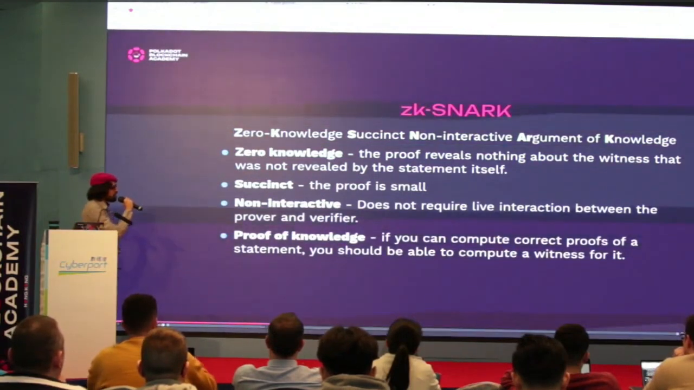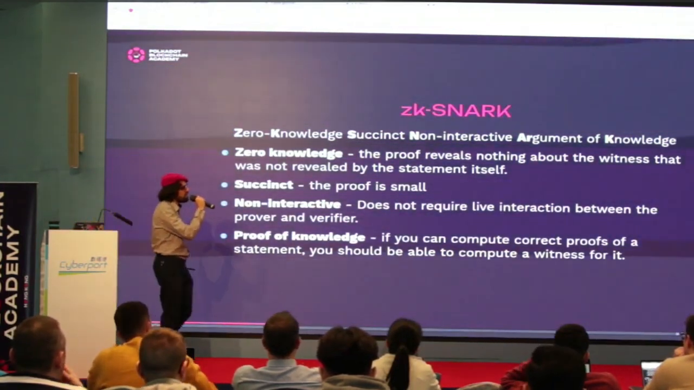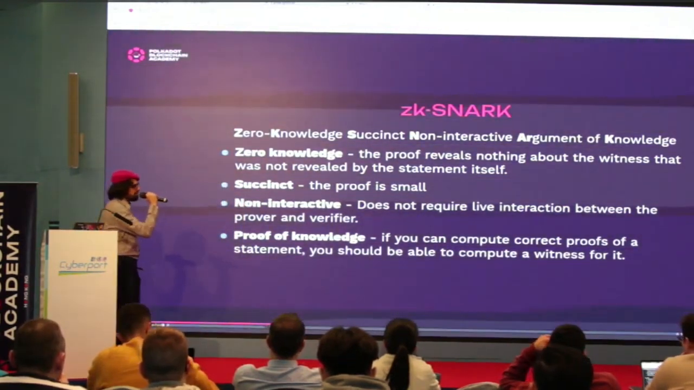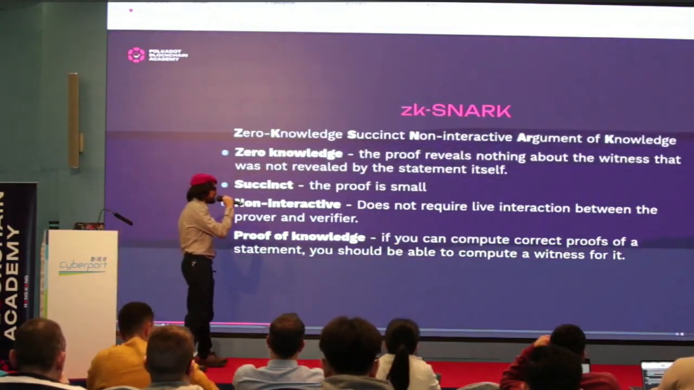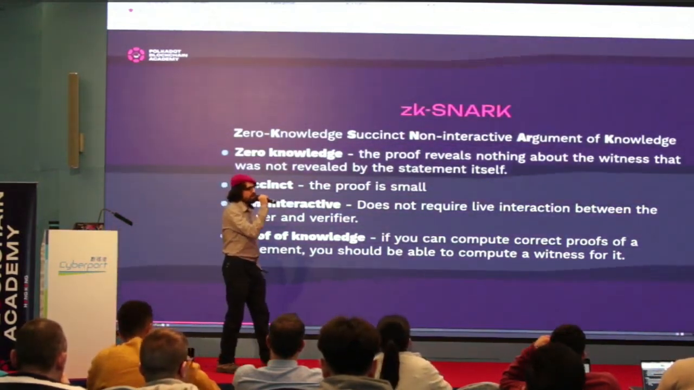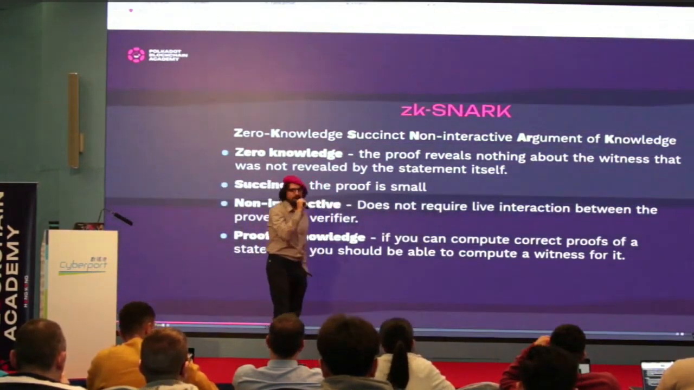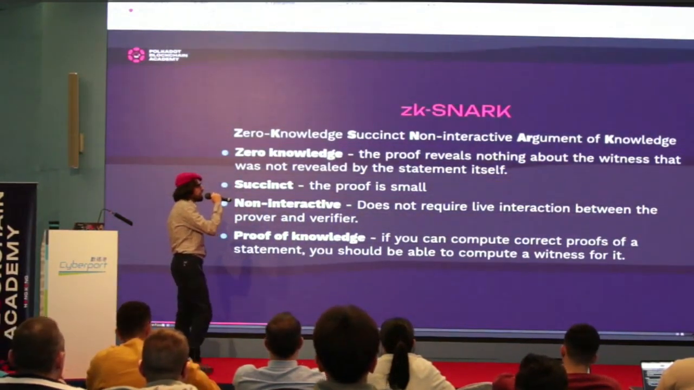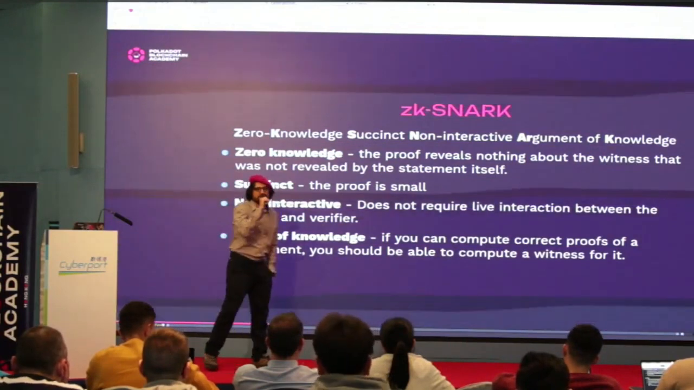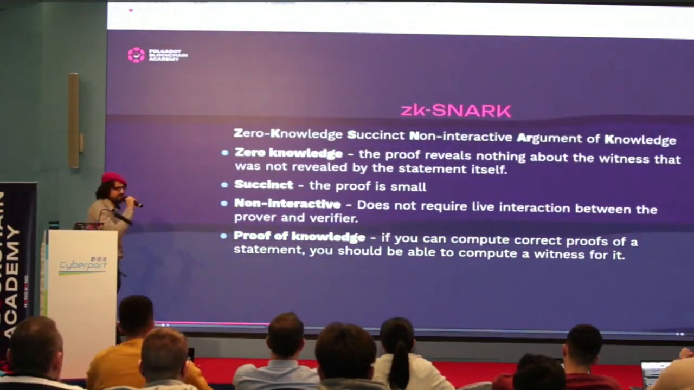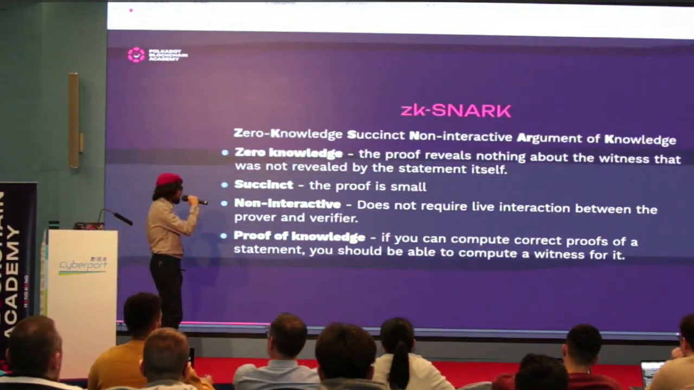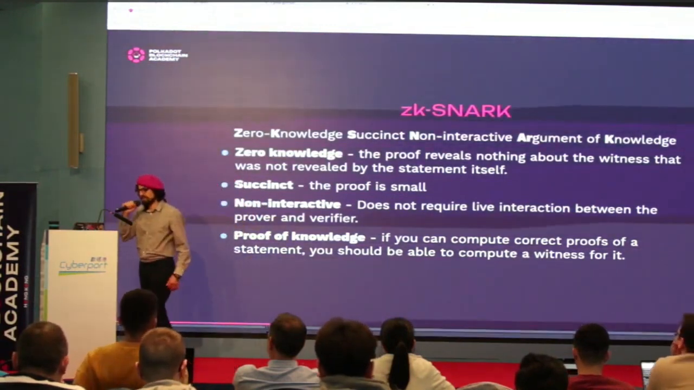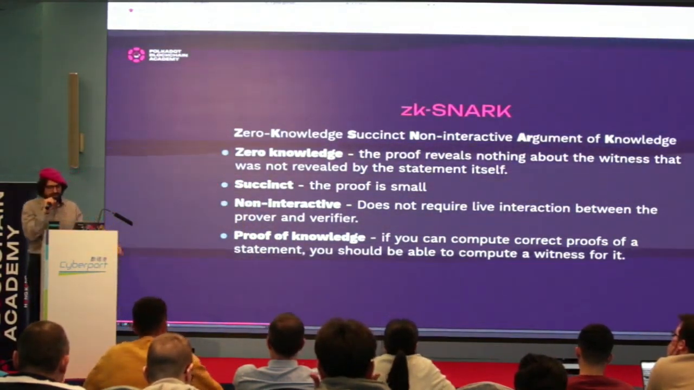But these are arguments of knowledge, and why are they not proofs? Because they are computationally bounded. If the adversary has infinite computational power, they can generate a false argument. But the way that we stop the adversary from generating false proofs is by making it very, very computationally hard. Similar to public key cryptography, if you have a lot of computation power, then you can find the private key. But we rely on the fact that the adversary doesn't have a lot of power, so it is computationally impossible for them to generate a false proof.